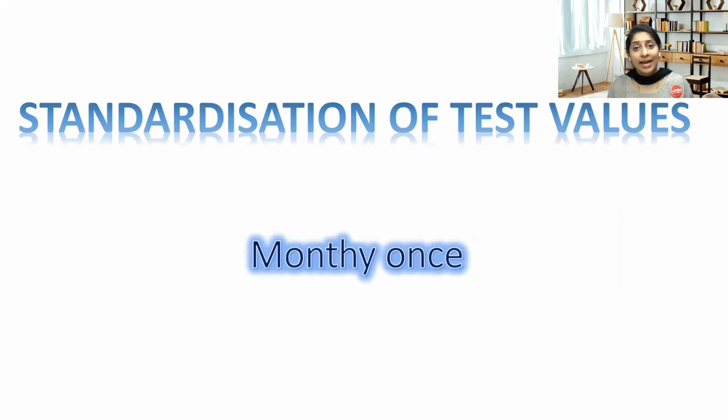The last one, but it's the most important one, that is standardization of test values. It has to be done at least once a month. So how do you do it? Standardization of your test values. You have one sugar sample which you have run today. The same sample, you send it to some other laboratory. See how well your values are coordinating. If not, troubleshoot your machines and keep it so that it is coordinated with the standardized values. This is how you maintain the standard of your laboratory.